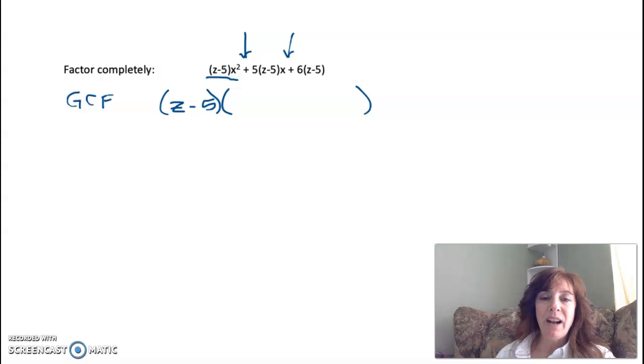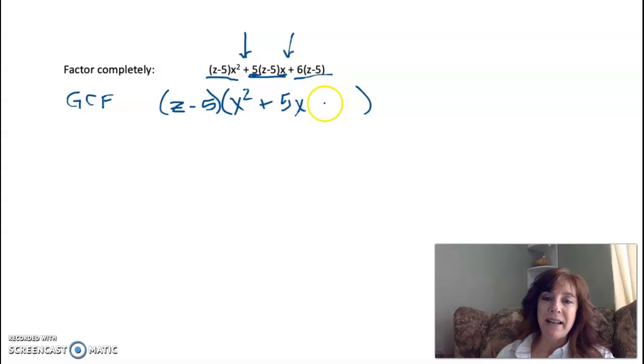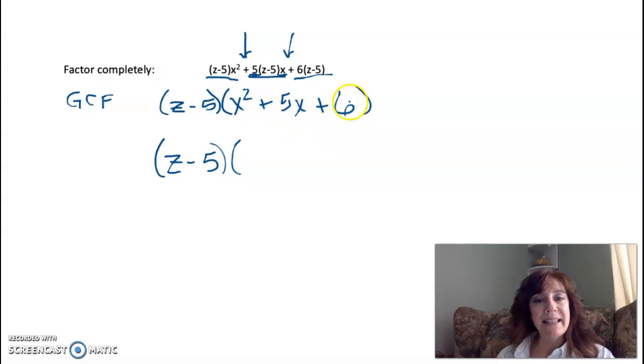The first term divided by z minus 5 is just x squared. The second term divided by z minus 5 leaves this 5 and this x, so I have 5x. It doesn't matter what order they're in. And this last term divided by z minus 5 leaves me 6. Now I need to keep this z minus 5 with my factors, but I can take this second trinomial and break it down into 2 binomials.